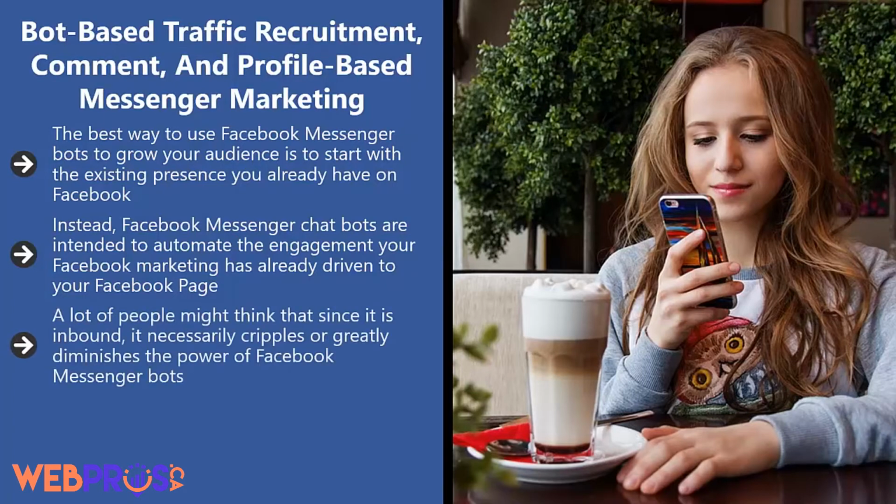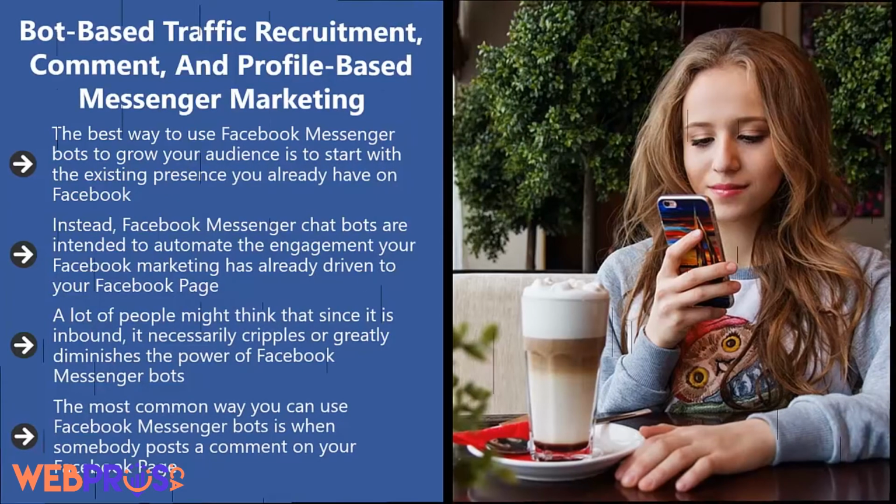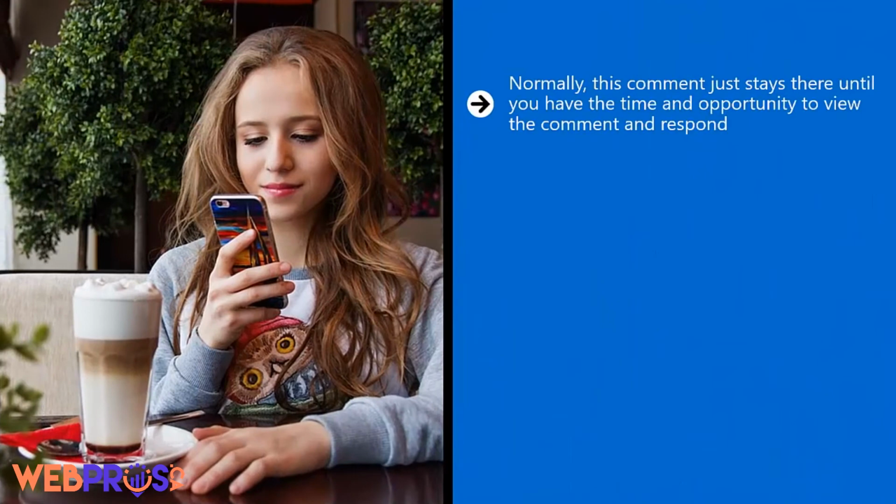A lot of people might think that since it is inbound, it necessarily cripples or greatly diminishes the power of Facebook Messenger bots. Actually, it doesn't. It actually increases the likelihood that your visitor would have a favorable view of your brand. The most common way you can use Facebook Messenger bots is when somebody posts a comment on your Facebook page. You have many posts on your page and somebody visiting your page leaves a comment. Normally, this comment just stays there until you have the time and opportunity to view the comment and respond. Usually, business owners would respond with another comment.